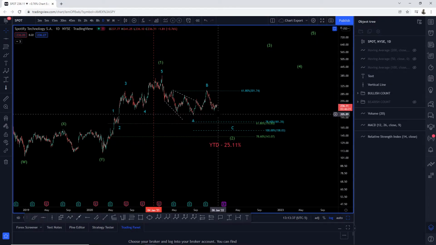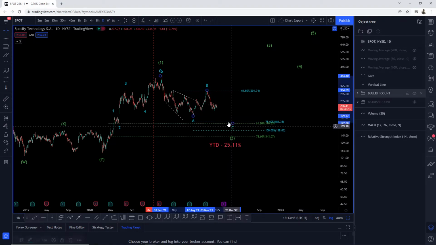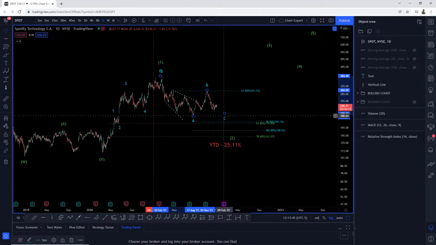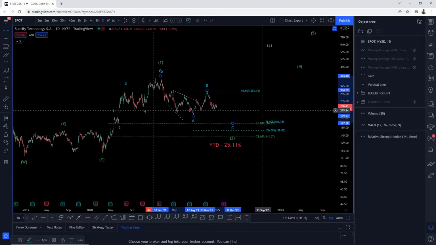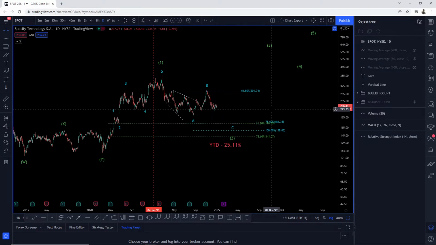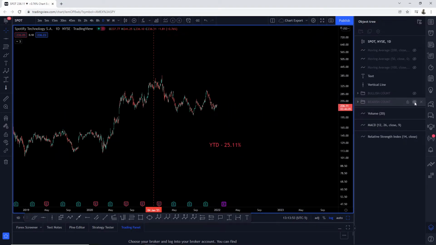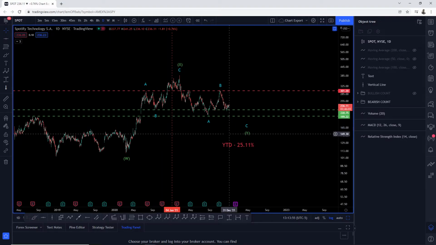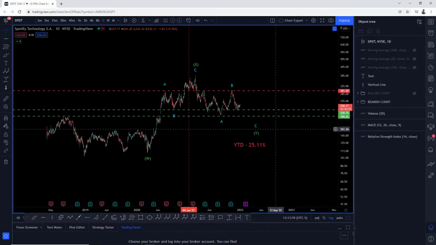For this pattern to be complete, we want to see the break of the lows of wave A in order for the wave C to be anchored and validated. Otherwise, this may still be ongoing, because this does not look like it wants to go anywhere just yet. But if we take a quick look at our bearish count, the bearish count will suggest that this is likely still within the complex correction.